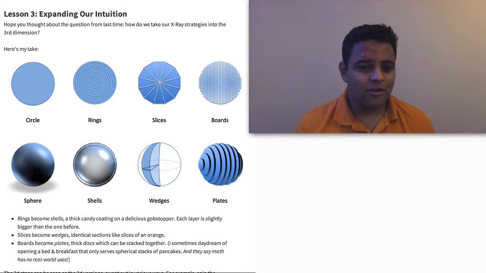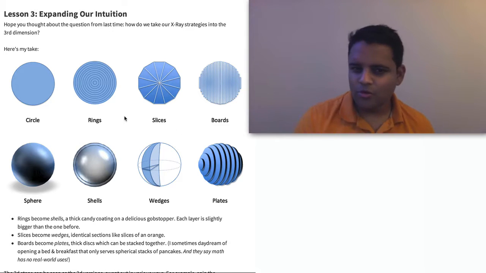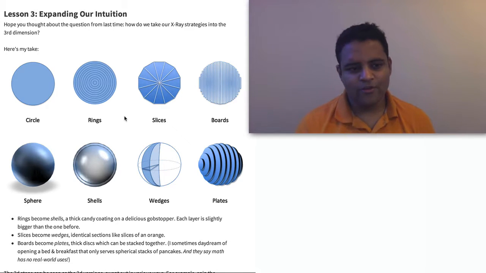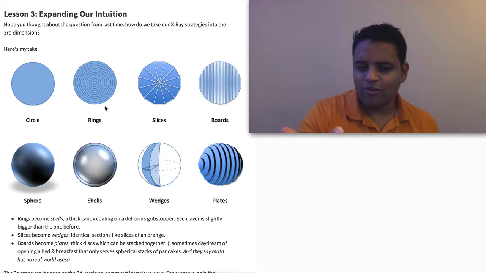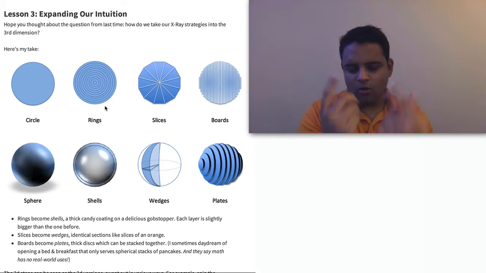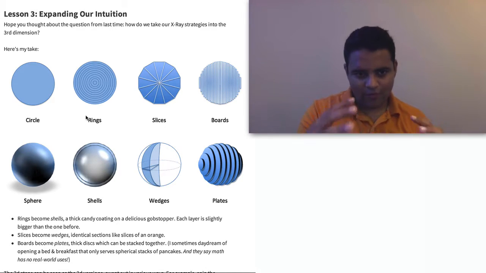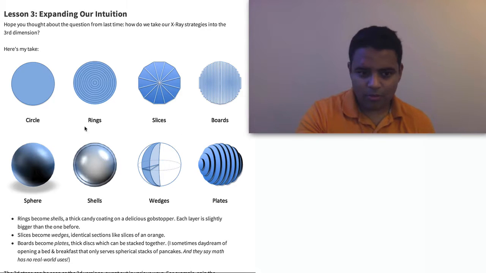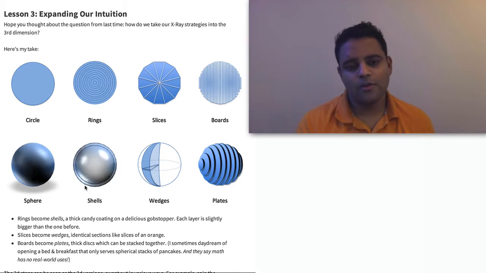The key concept here is that we're actually taking similar approaches, but we're spinning them or rotating them to sweep out the 3D version. So, we can take a circle and imagine it as a sphere. That works. Or we can take a bunch of rings and imagine spinning them like a coin to form a series of shells. It's the same idea where you have these onion layers happening, but now it's in 3D. So we have these really thin shells wrapped on top of each other.